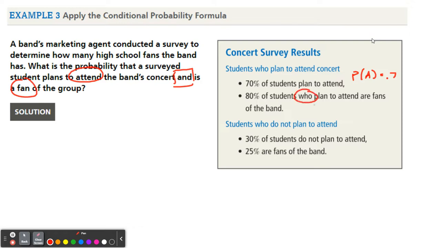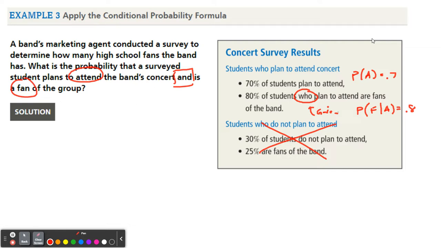80% of the students who plan to attend are fans. When you see this word "who," that word pretty much means "given." So what this is saying is the probability that we're a fan given that we plan to attend is 0.8. We're not concerned with this down here because this is about who's not attending. We want to figure out the probability that I'm attending and am a fan.